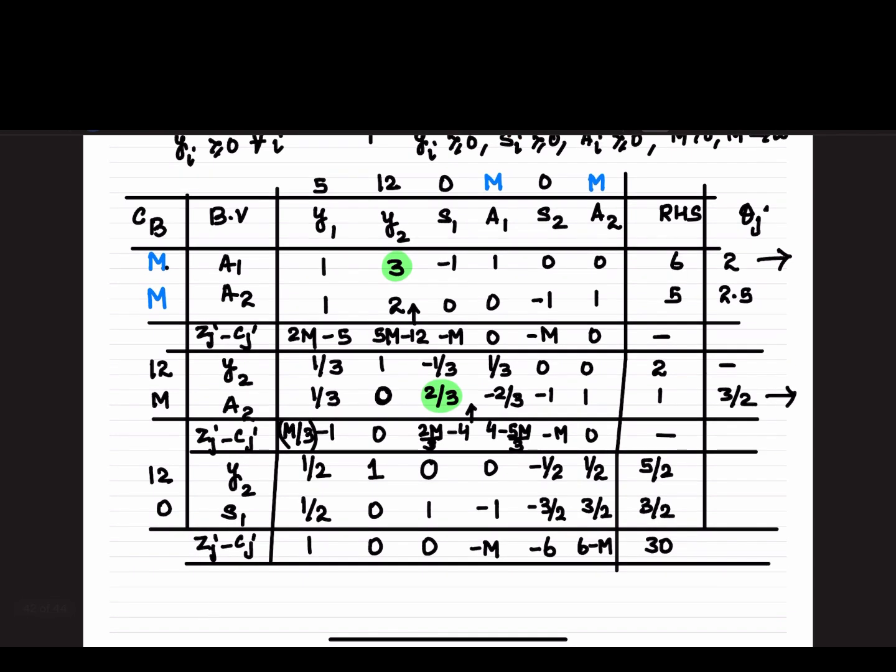Okay. There is still a positive Zj minus Cj. This would enter. What would leave? Leaving ratio: 5/2 by half is 5. 3/2 by half is 3. So this would leave. This is the minimum. Pivot is half.